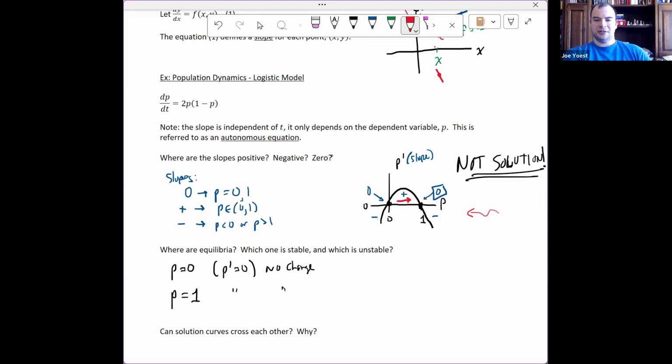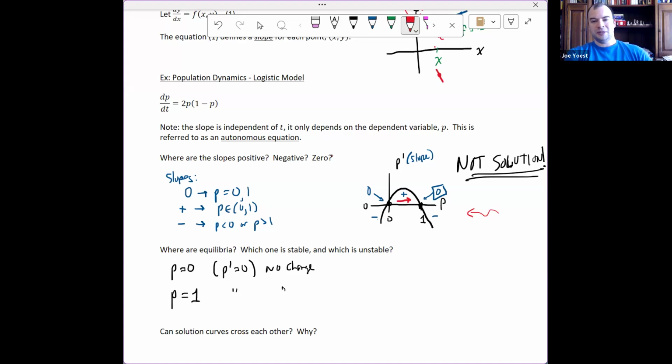What about when p prime is negative? That means my population is shrinking over time. That means my change in population is negative. My population is getting smaller. So if I was down here, now this doesn't make a lot of sense from a population growth model, but mathematically we could be negative.